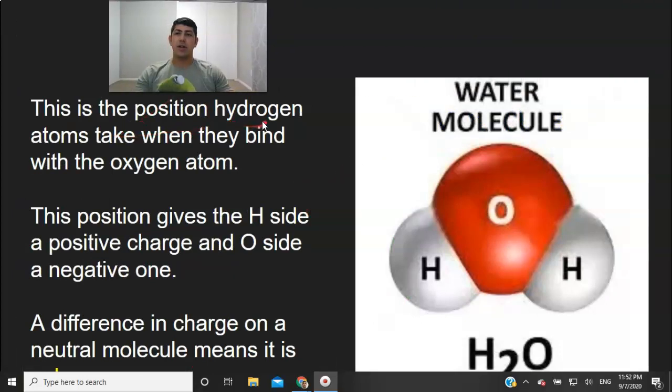So this is the position hydrogen atoms take when they bind with oxygen atom. And so looking at this, you can see it's like an upside down Mickey Mouse. The oxygen is in one side and the hydrogens tend to pull to one side. So this position gives the H side a positive charge and the O side a negative one. So O would have a negative charge and the H would have a positive one. A difference in charge on its neutral molecule means that it is polar. All right, this is a really important fact.